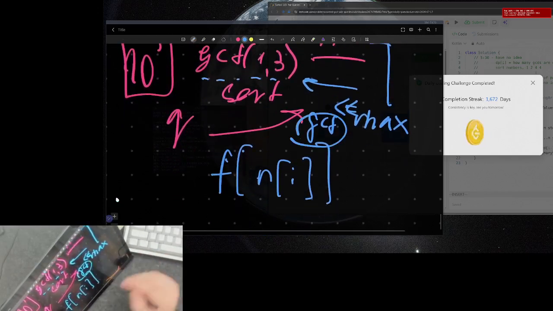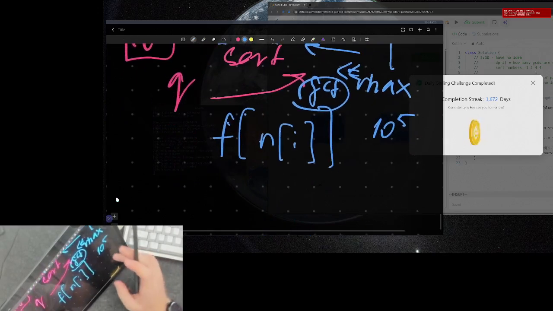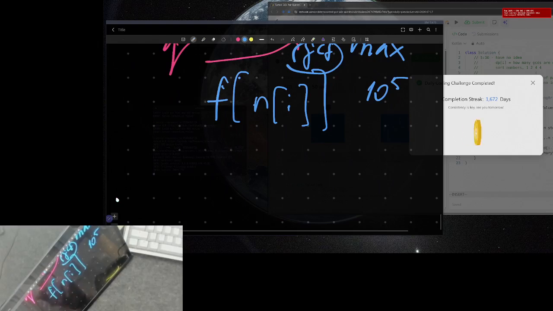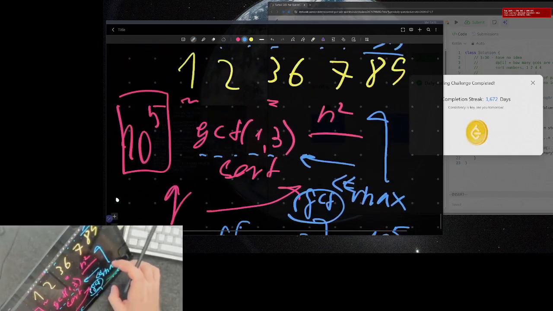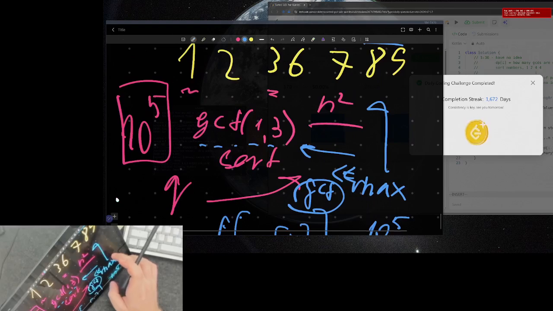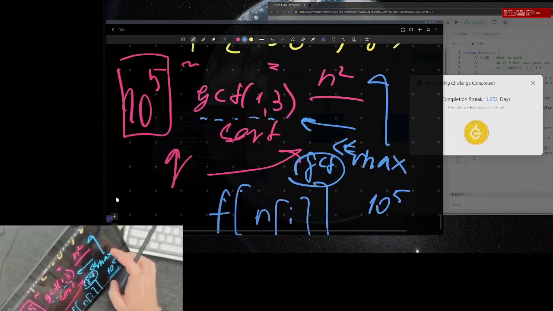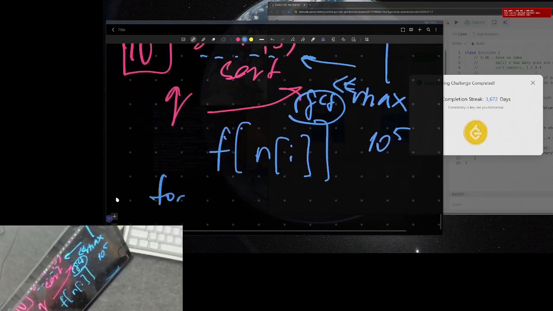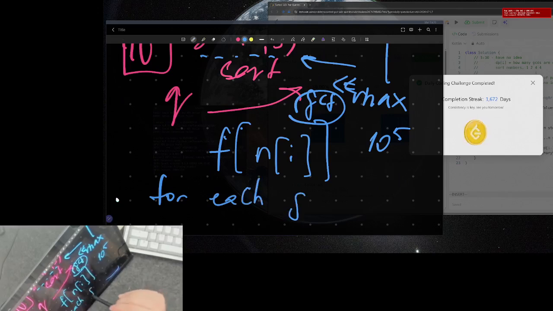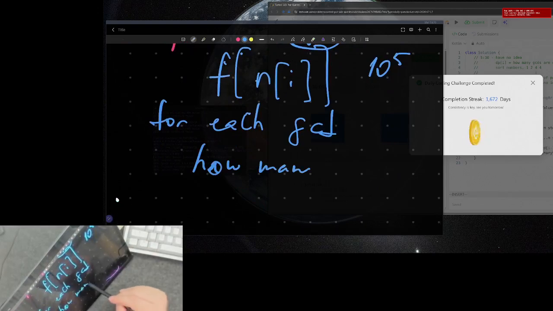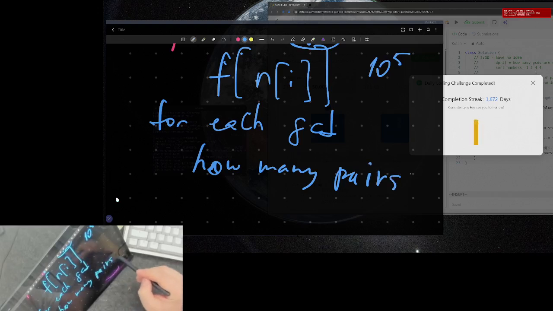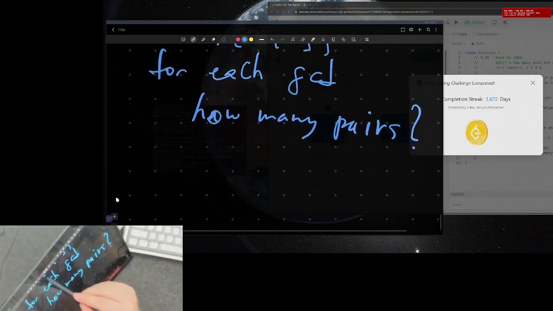So that means the GCD is also up to 10 to the power of 5, and we iterate from the top GCD down to the bottom. For each GCD, we can count how many pairs we have. This is the question, and let's think about it more closely.